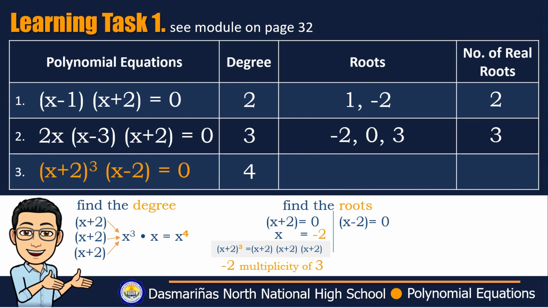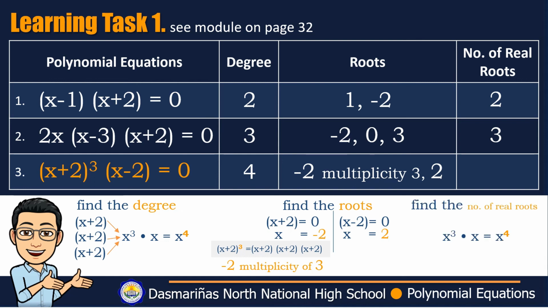Next, x minus 2 is 0. Transpose negative 2, change sign, then we have x is 2. The roots are negative 2 multiplicity 3 and 2. Lastly, finding the number of real roots is very simple. Just find the highest degree, then we have 4. The number of real roots is 4. You can pause this video for a while to help you understand this example.